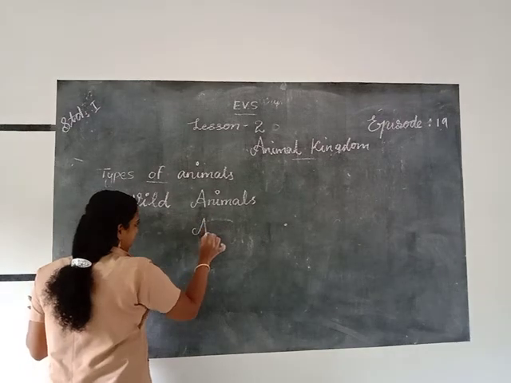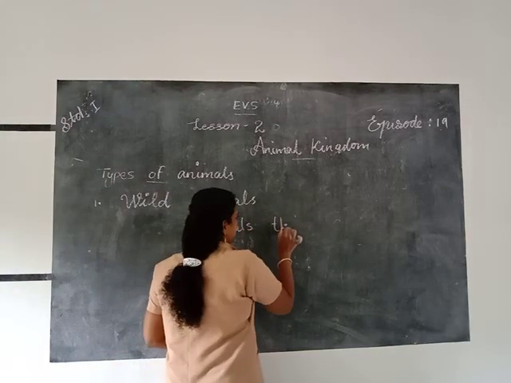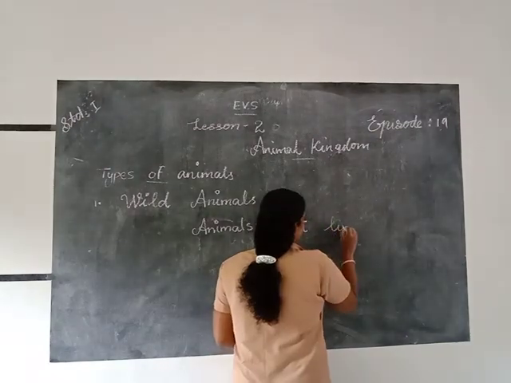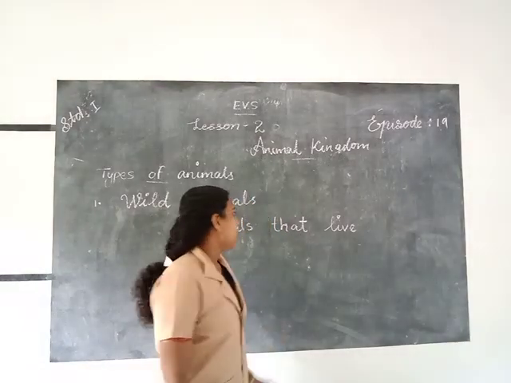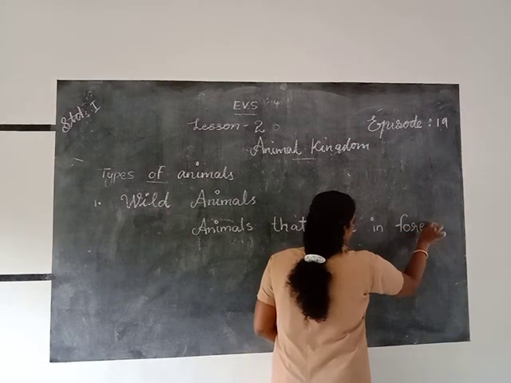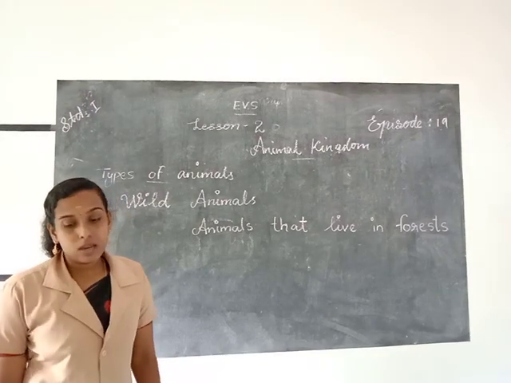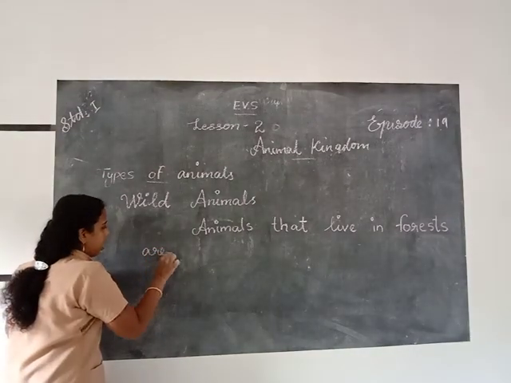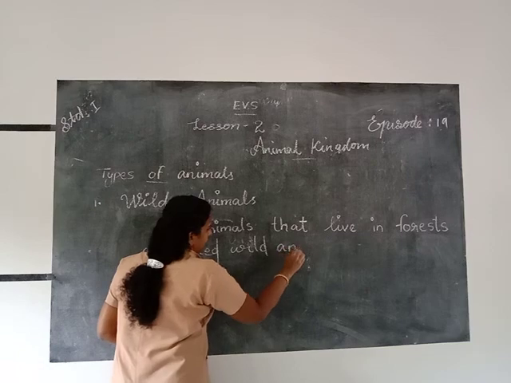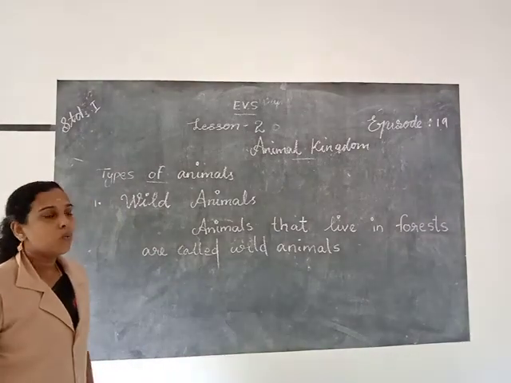So the definition is: animals that live in forest are called wild animals. A-N-I-M-A-L-S, animals that, T-H-A-T. Live, L-I-V-E. In, I-N. Forest, F-O-R-E-S-T. Animals that live in forest are called, C-A-L-L-E-D, are called wild animals. Okay, so the animals that live in forest are called wild animals.